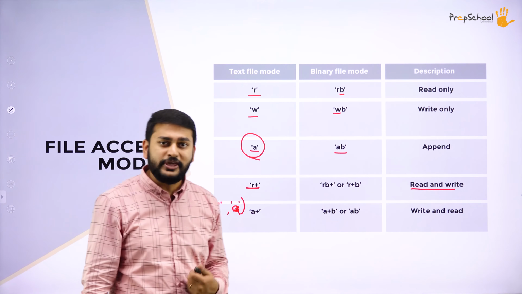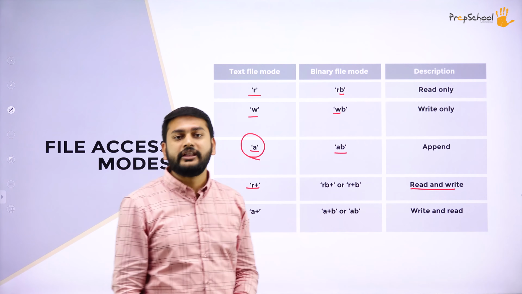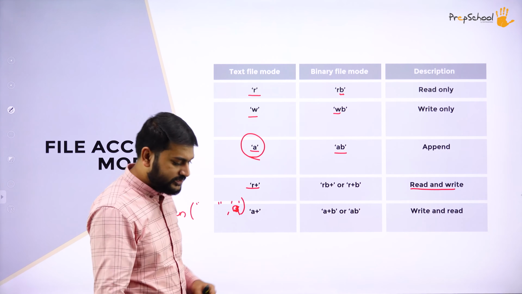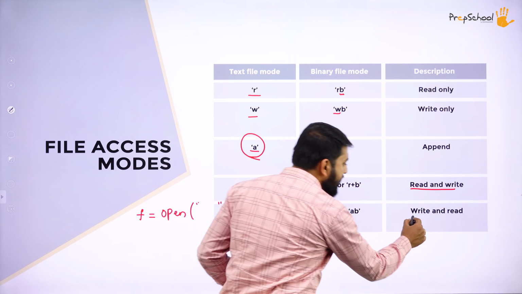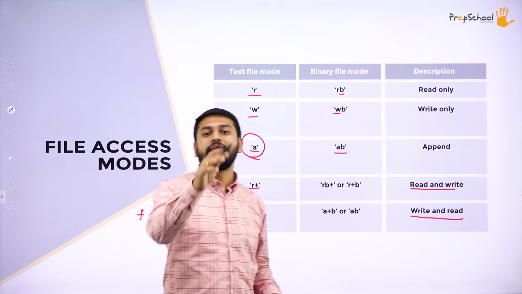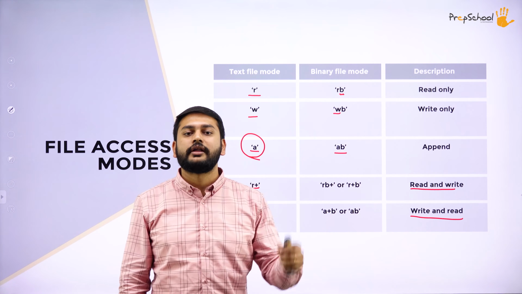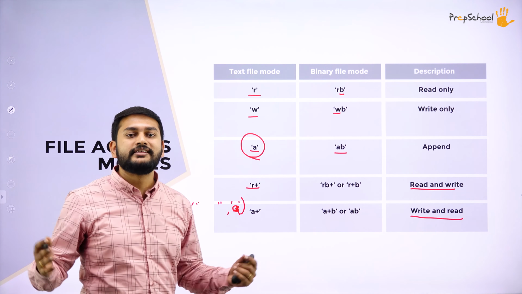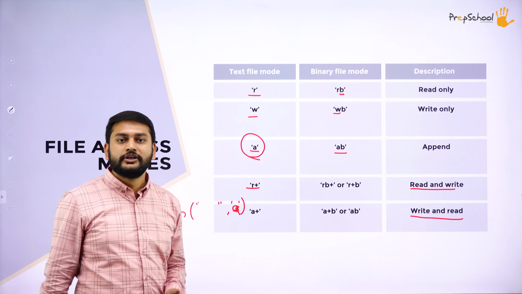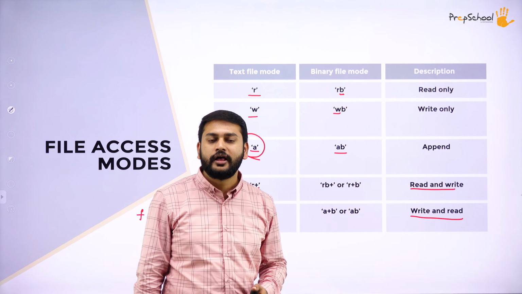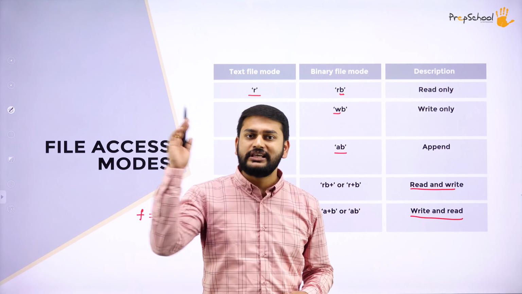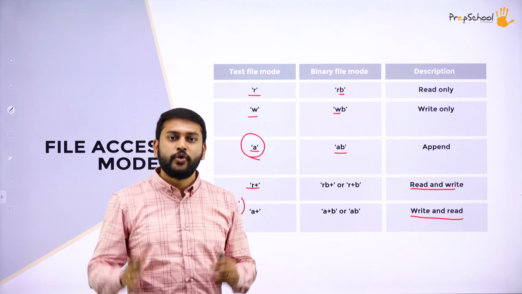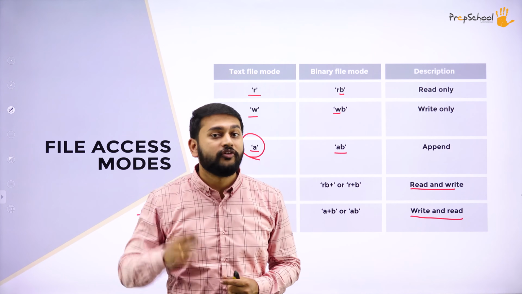You just add b for binary files. The same way, you have a plus. What is this a plus? A plus will allow you to write as well as read the data from the file, is what you should understand by this mode. You just add the b for this. So these are the different modes that you can use whenever you are dealing with files.